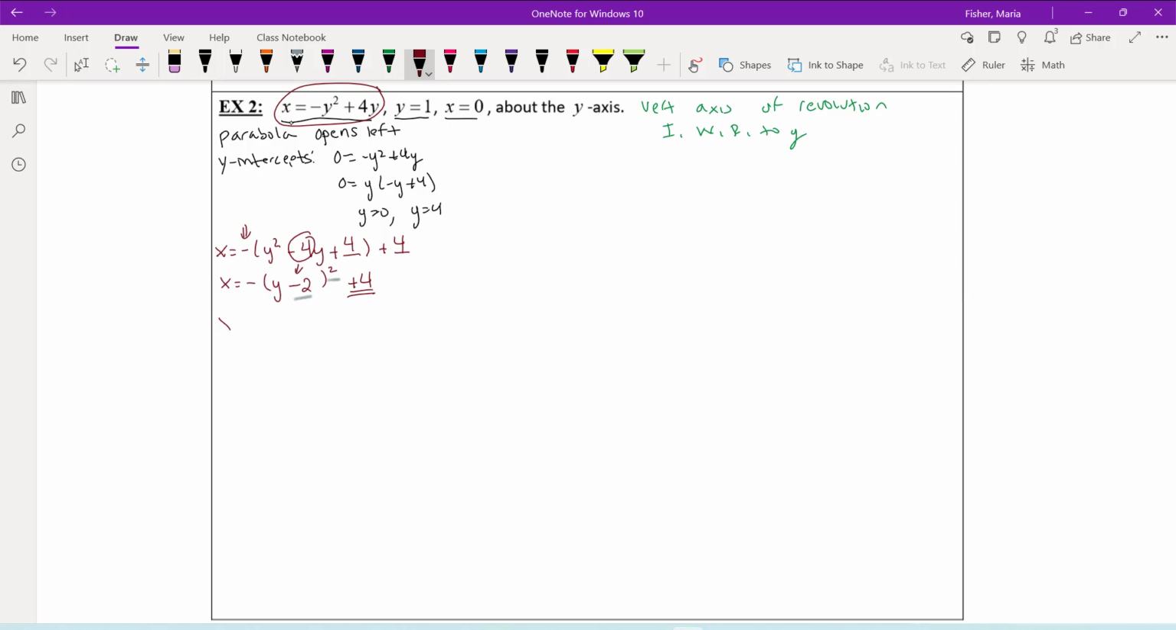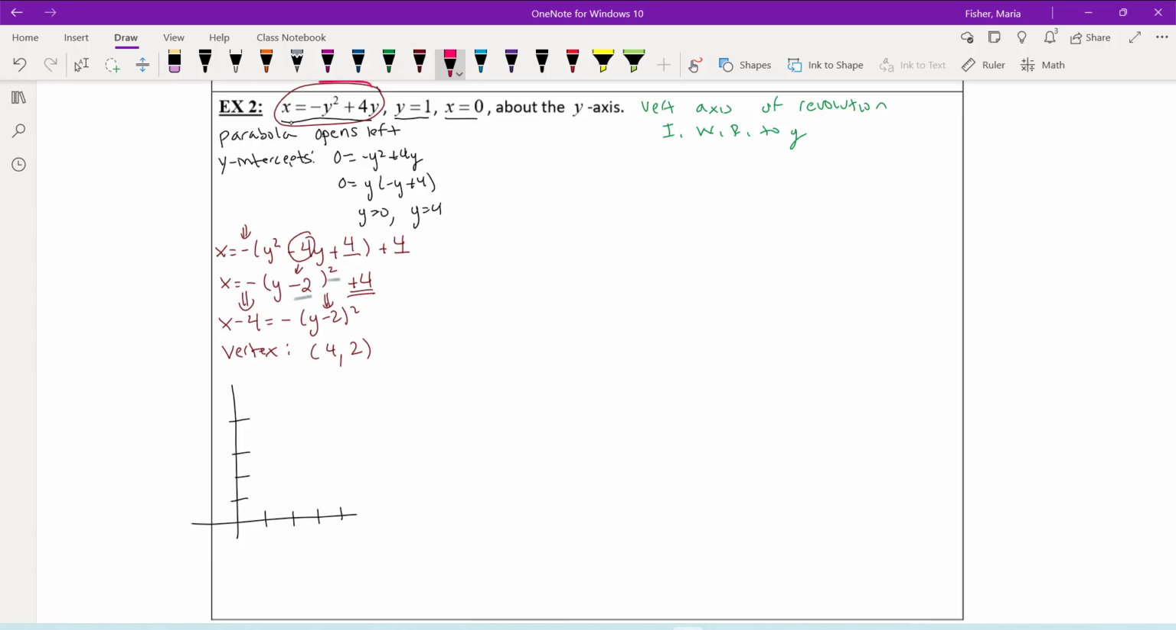Moving this over with x, I have x minus 4 is equal to the negative of y minus 2 squared. Well, the vertex of this parabola is going to be, well, the number opposite with x is 4, and the number opposite with y is 2. So our vertex is 4, 2. We're going to graph all of this so we can find our radius and our limits of integration.